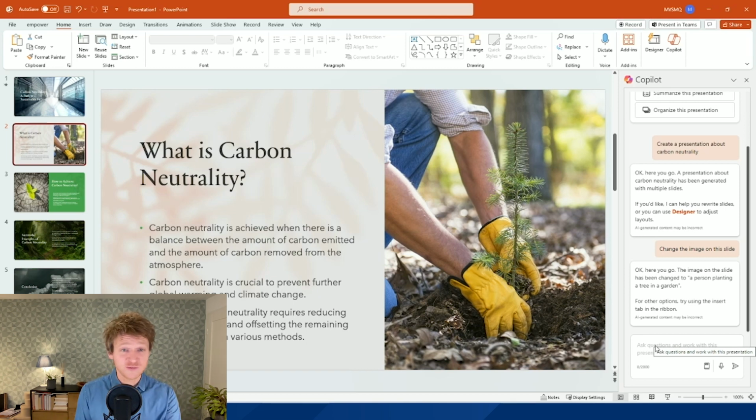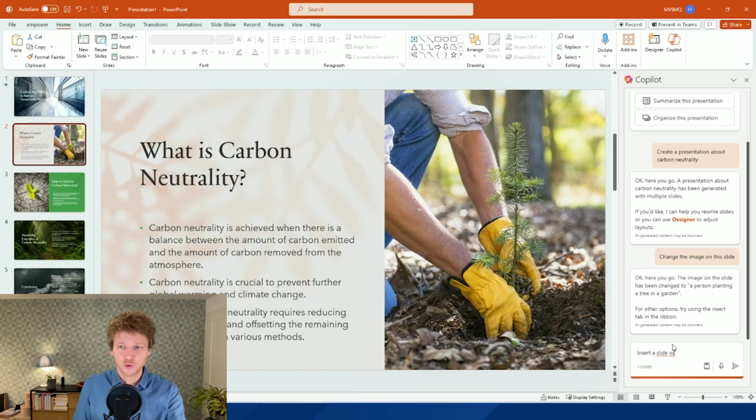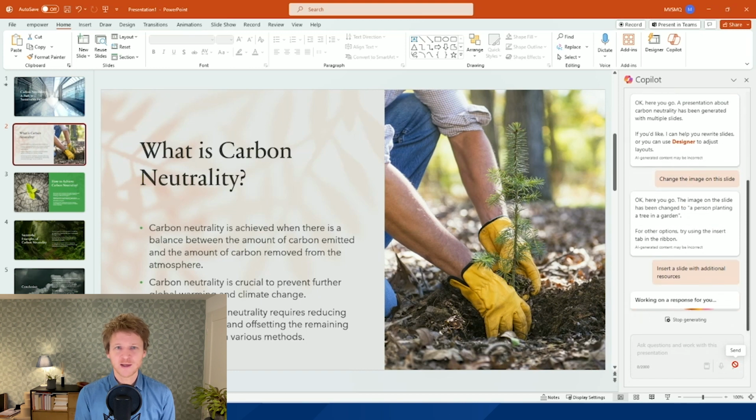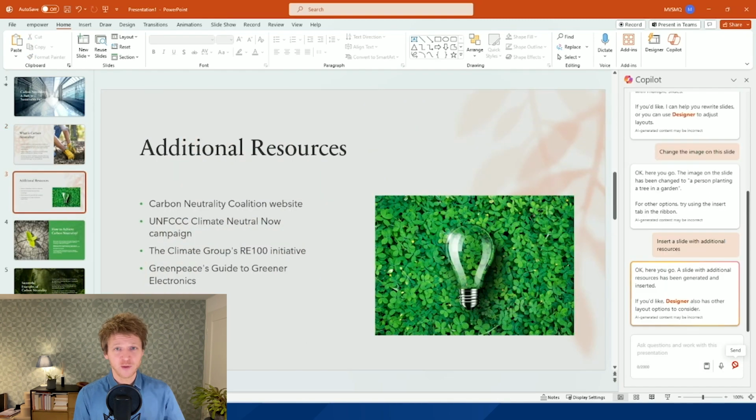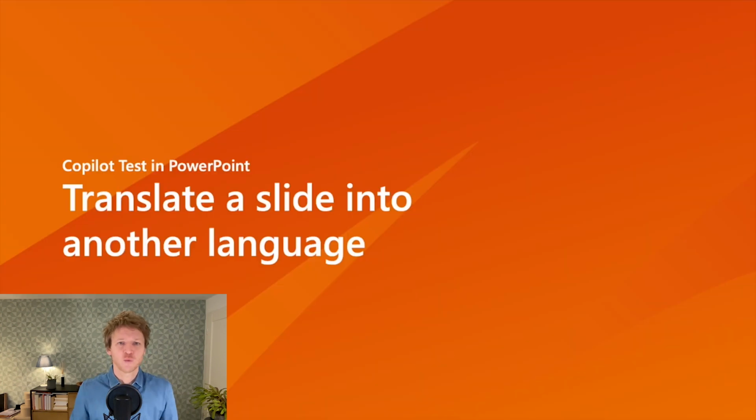And maybe we want to insert a slide with additional resources. So that's what we put into the prompt here. And let's see what happens. Copilot is working, gets probably some more data from the ChatGPT engine. And here we go. A new slide has been added with additional resources where I can have a look if I'm interested in a topic. So that was pretty impressive. Let's go to the next one.